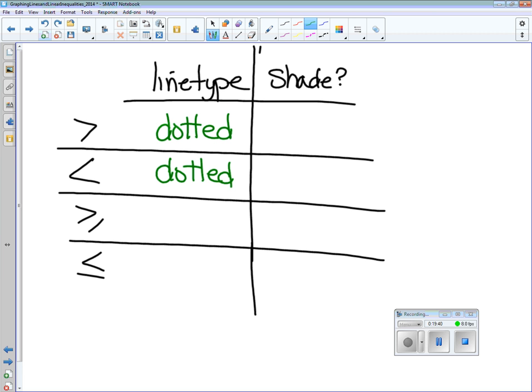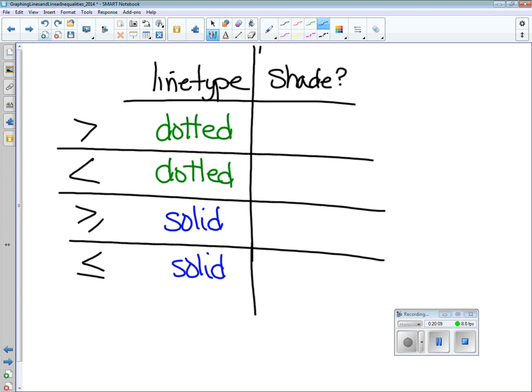Dotted lines. Which means if it has an equal sign underneath it, what kind of a line is it going to be? Solid. Solid as a rock. Now we have to worry about where we're going to shade. Okay? When I talk about shading, I mean, am I shading above the line or am I shading below the line?